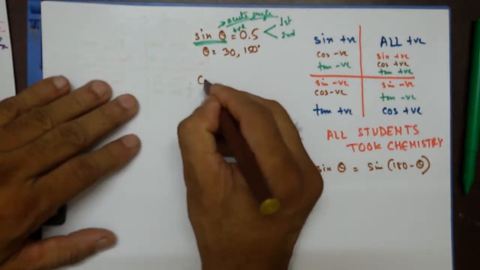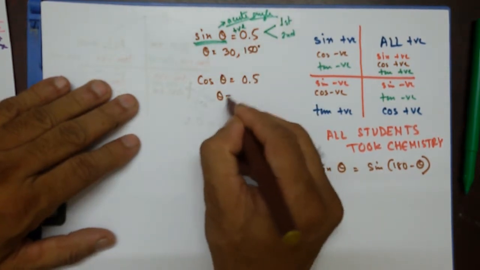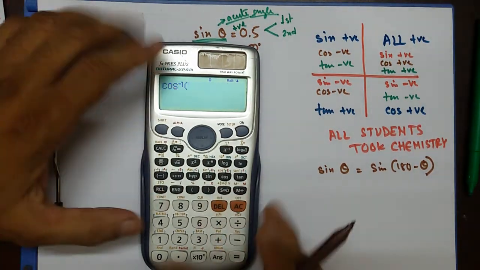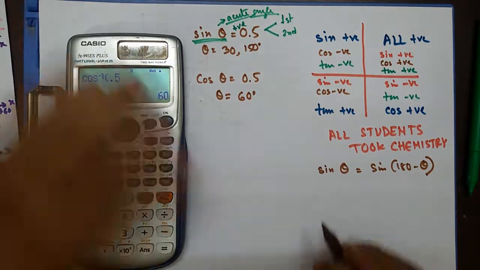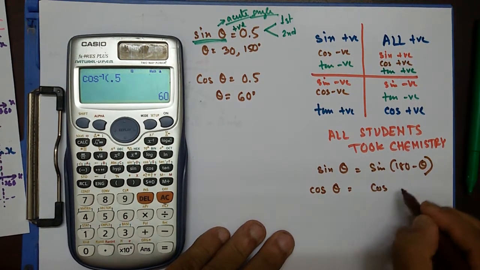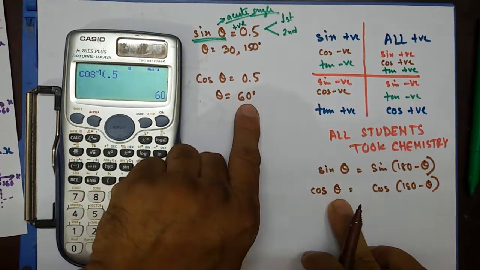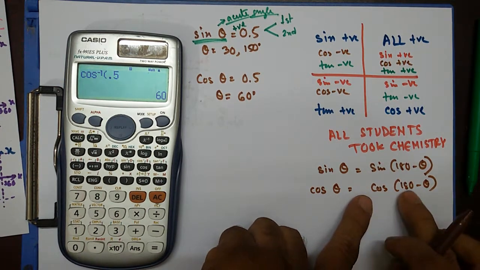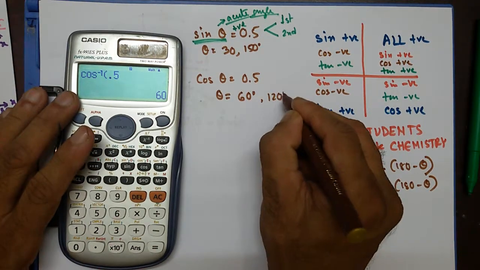Now we're going to go for the same value, 0.5, for cos theta. I'm going to use the calculator again, shift cos, cos inverse 0.5 gives me 60 degrees. Let me write down that cos theta equal to cos of 180 minus theta. So this theta is the calculated value 60, and when I put this value over here, on my right hand side I get cos 180 minus 60, that's 120. So let's put 120 here.